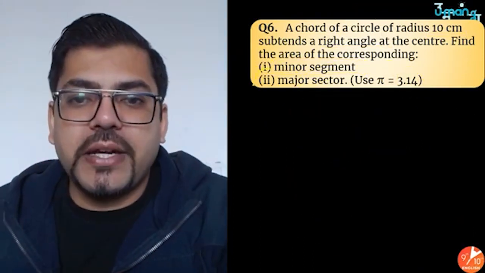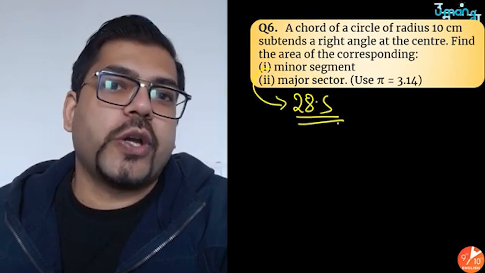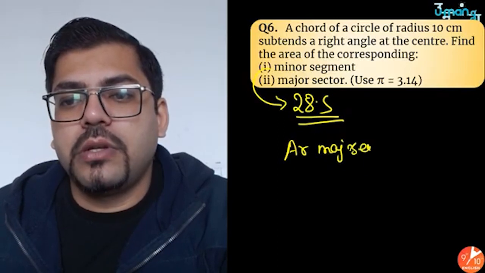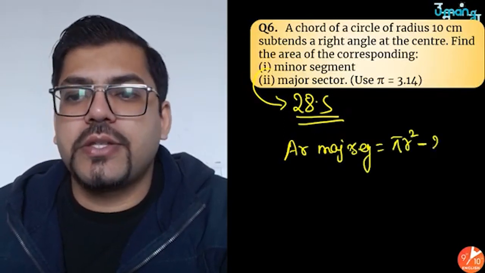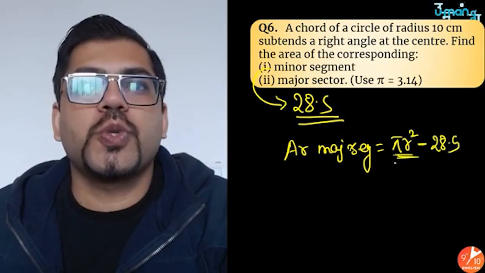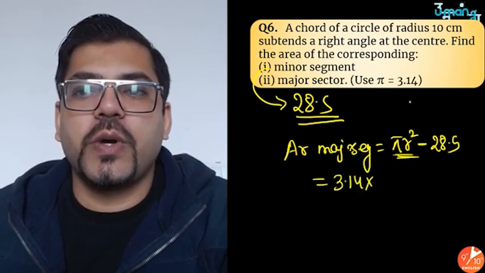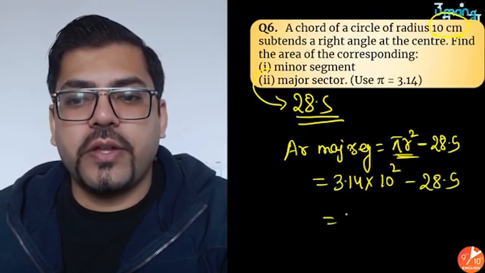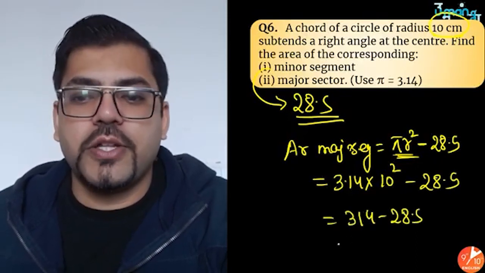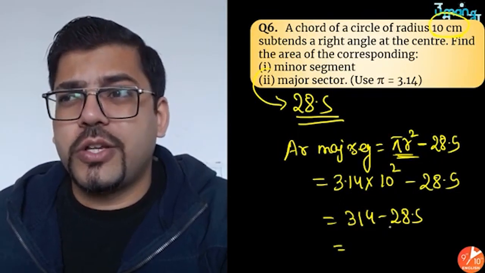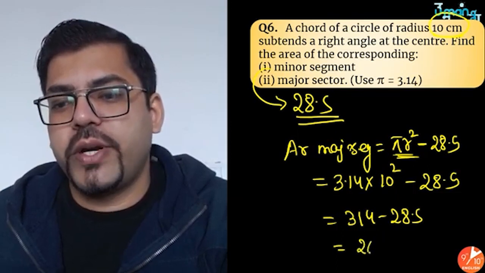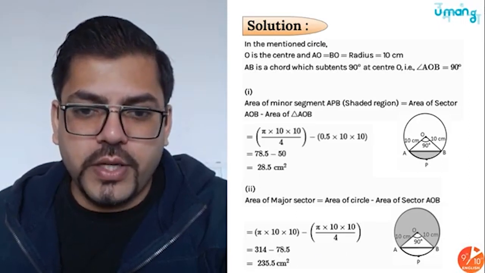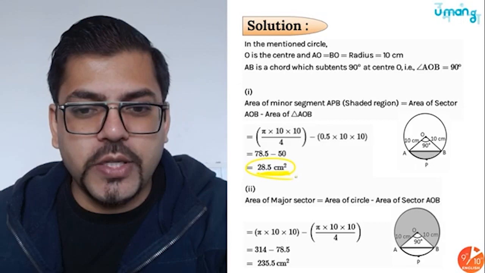Now, once you get area of minor segment, very easily you can find the major segment also. So area of major segment is very simple, it is pi r square, area of circle, minus this 28.5. So this pi r square is nothing but 3.14 into radius square. So this radius is given 10. So this is 10 square, 3.14 into 100, that is 314, minus 28.5, and hence you will get the answer. If I'm not wrong, this should become 285.5. Let me just check. Okay, wait a second. This is 28.5. Yeah, absolutely right. We also got the same thing.